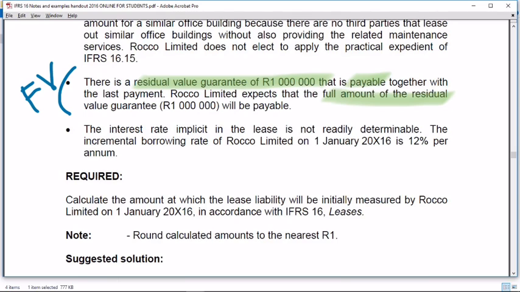The interest rate implicit in the lease is not readily determinable. So what do we do then? Then we need the incremental borrowing rate of the lessee, which is given as 12% per year. So let's use this given information to calculate the amount at which the lease liability will initially be measured by Rocco Limited.